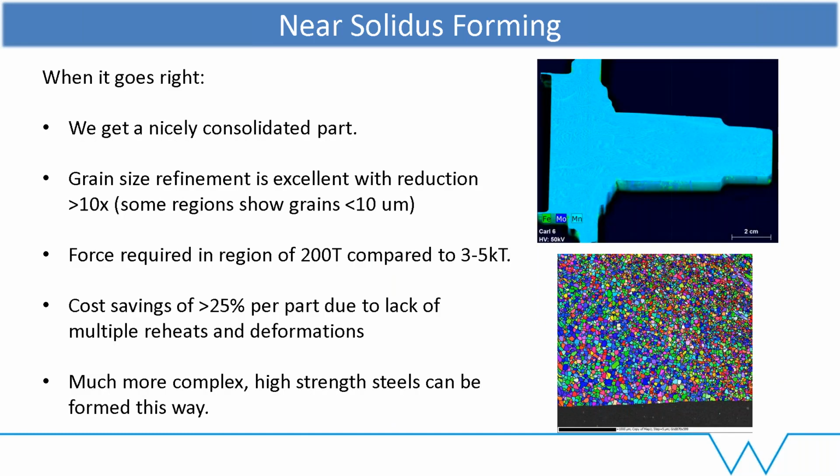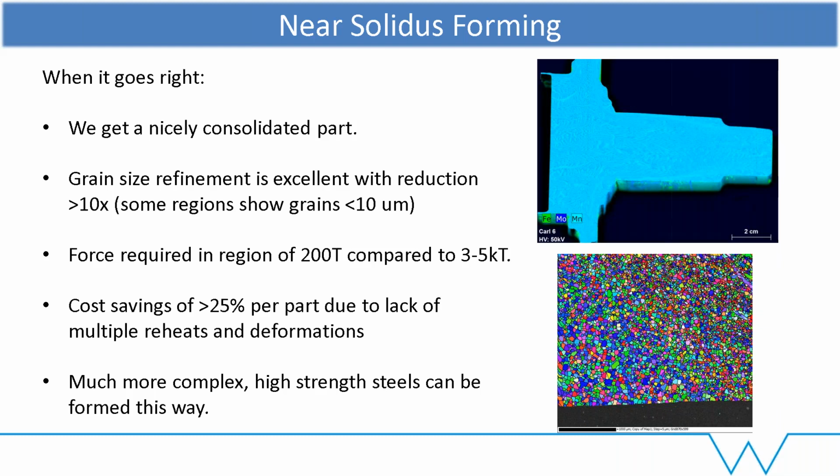So when it goes right, we get a really nice consolidated part. We get excellent grain size reduction. We're starting off at grain size easily up at 200 microns because we've gone to such high temperatures, but we recrystallize down to very, very small grains, in some cases down to sub 10 microns. The forces that you need to compress these parts now suddenly reduce incredibly to about 200 tons, compared to the 3,000, 5,000 tons that you need to forge it conventionally.